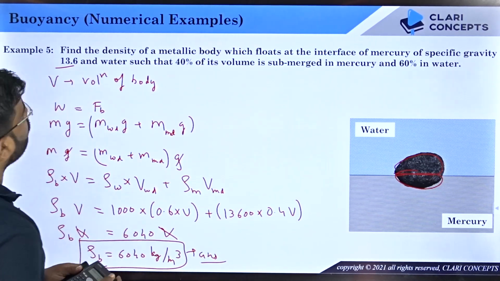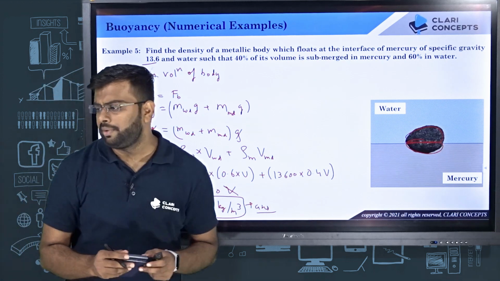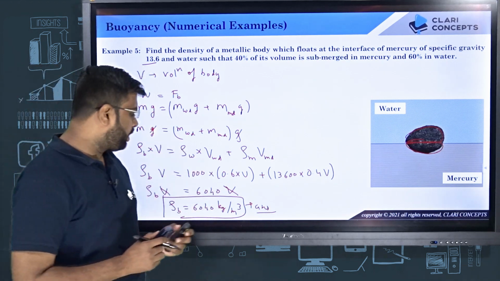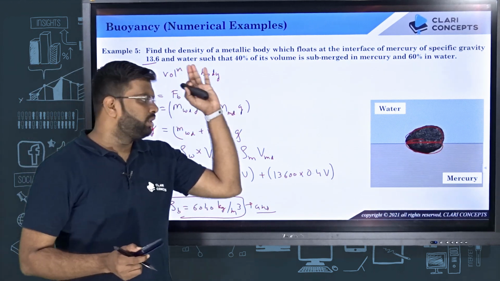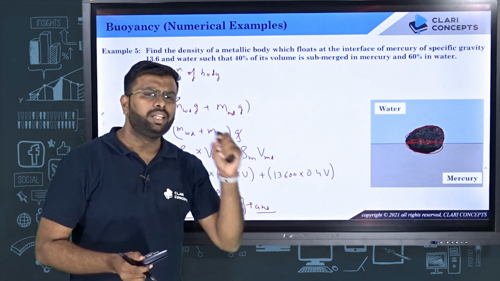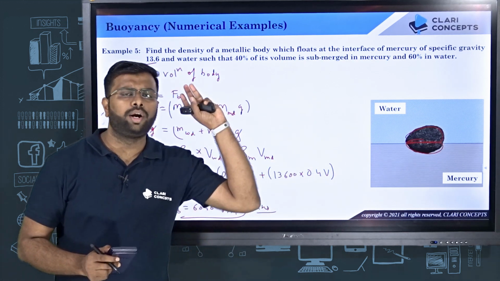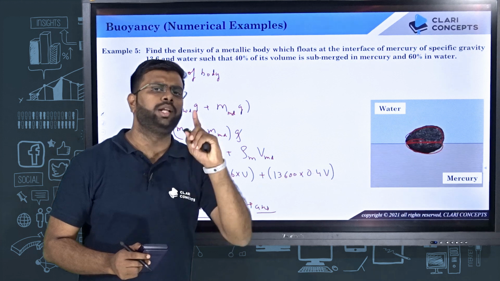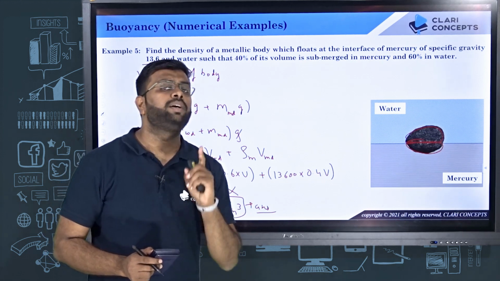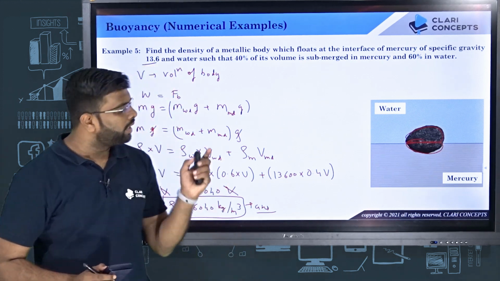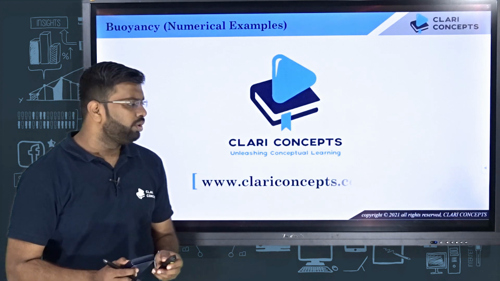See, you just have to stay by the fundamental concepts. Let me check the answer. Yeah, 6040 is the correct answer. So no need to worry. Whenever you see this kind of conceptual numerical, simply stay by the concepts. Whenever some body is floating, always make sure that the weight of the body is balanced by the total buoyancy force, and equate that, you will get the answers.